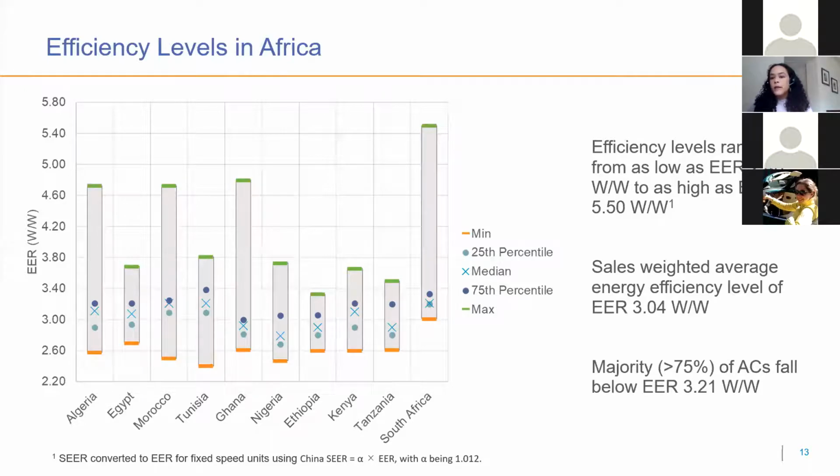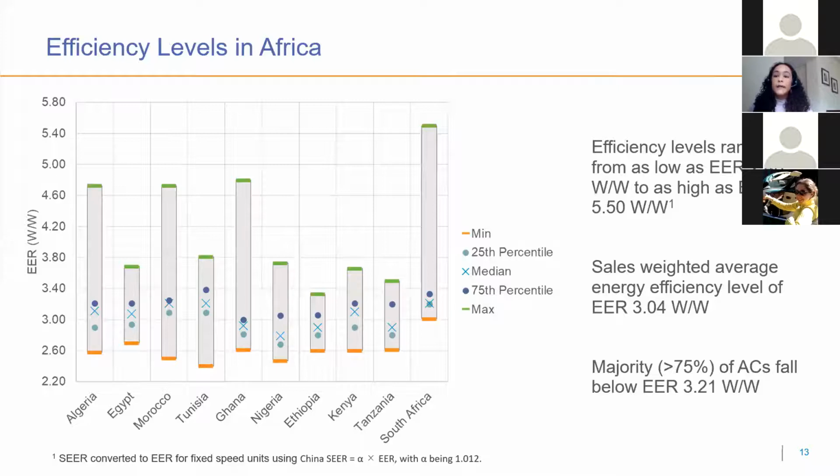So there are other efficiency metrics, SEER and CSPF, which are being adopted around the world because they can more accurately represent the efficiency benefits of inverter ACs. However, what we see in Africa is that they're still mostly using EER, which is why we conducted our study using EER.